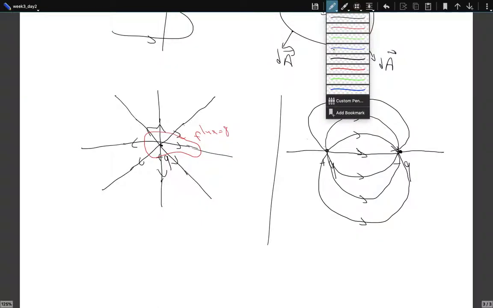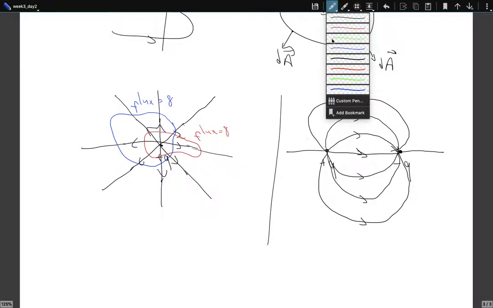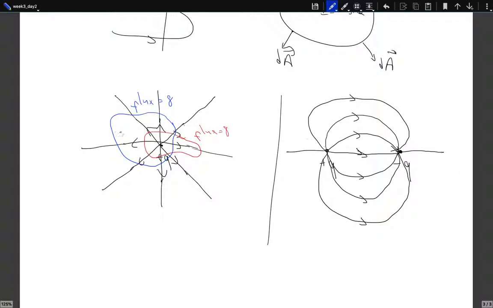Let me imagine another area. What is the flux of that area? It's again 8. I changed the area completely. I shifted it. I deformed its shape. Nevertheless, the flux is still 8. Let me choose a different area. What is the flux? Do you see this line? Okay, what's the flux? I will say 0.